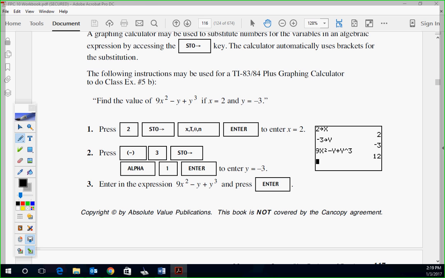So run your calculator right now. You're pressing the 2, STO, which is right above your on-off button, bottom left. It's the next button up. Then the variable button and enter. What that does is it makes your X equal 2 in your calculator. Next thing you're going to do is press the negative symbol, 3, store, alpha 1, which is y, enter. That establishes y is negative 3. Okay. I'll give you a second here. Let me know if you're having trouble finding any of those buttons.